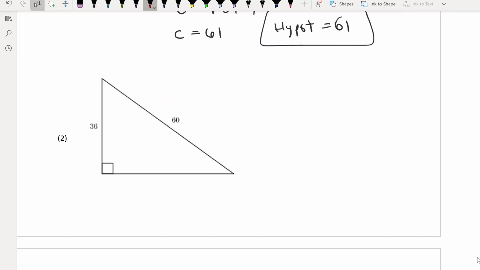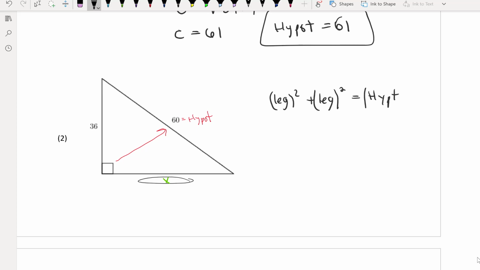Now for part 2, I can say that my hypotenuse is equal to 60. So that's going to be slightly different. So that means that this leg is missing. So let's just call this X, okay? So remember, I have my leg squared plus my leg squared is equal to my hypotenuse squared. So one of my legs is 36. Then it must mean that my other leg is X, since I don't know what that is. And my hypotenuse here is 60.